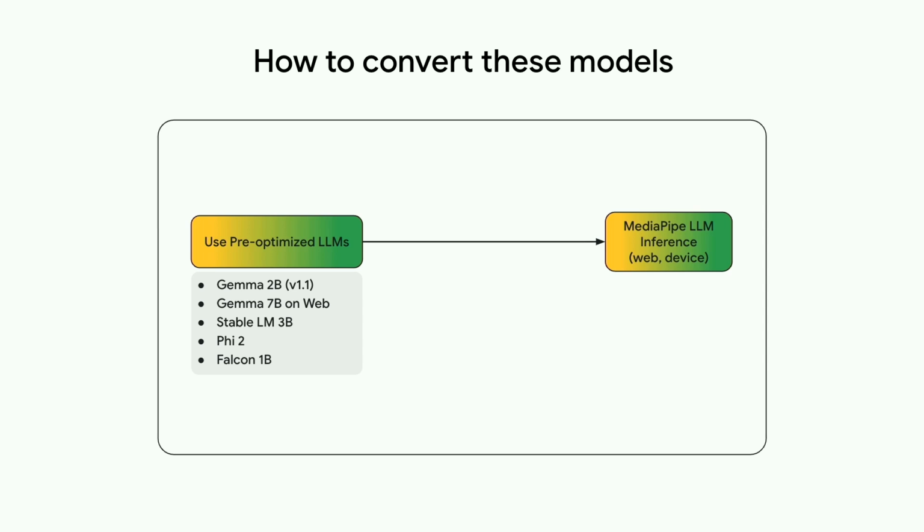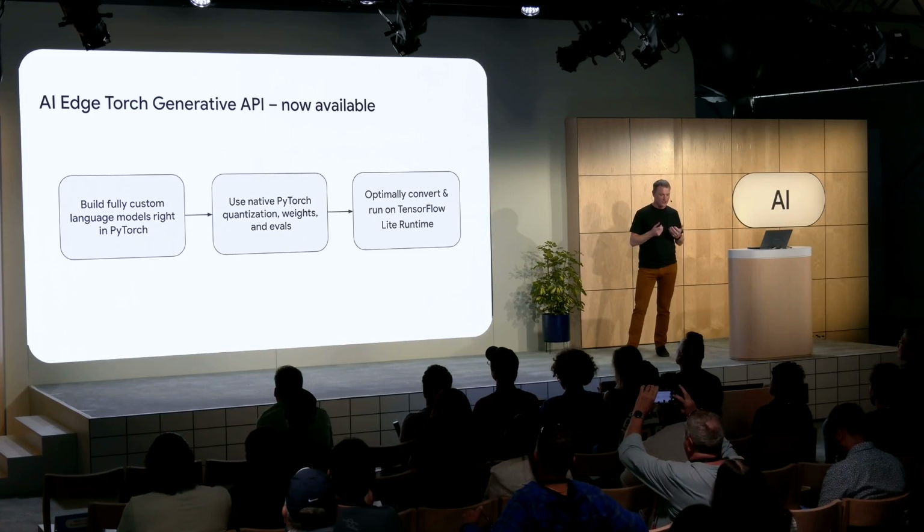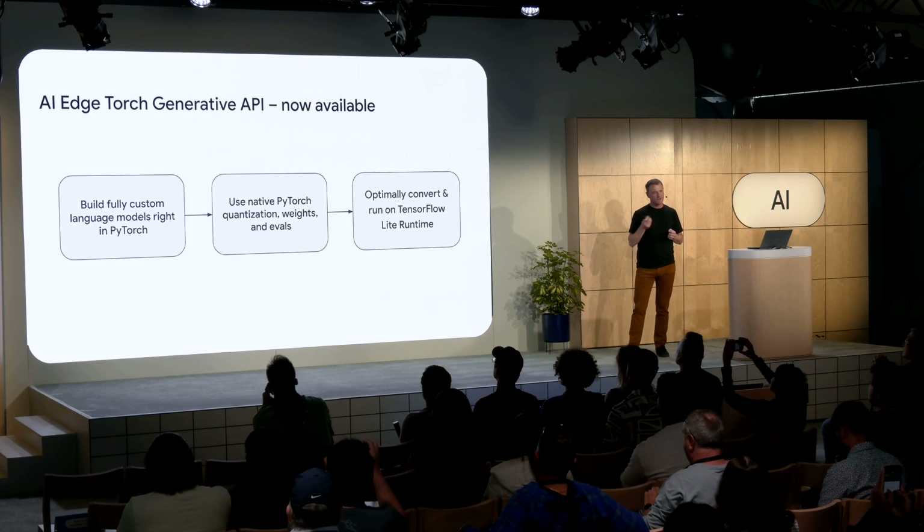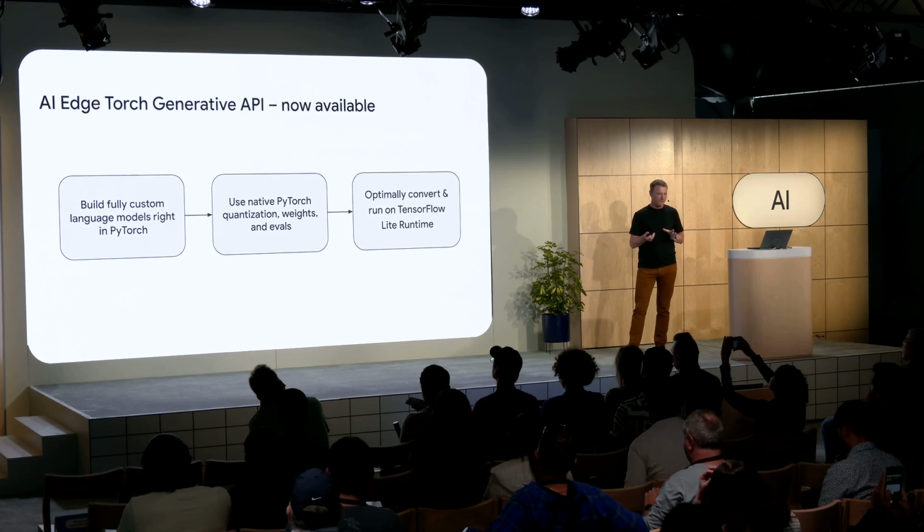Now, we expect most of you to use pre-optimized models like these today. However, some of you may also want to bring other architectures. For example, maybe you want to use a smaller architecture that's not listed here. Or what if you have a model that's proprietary to your company? Well, that's why I'm excited to announce the Torch Generative API that we're introducing today. This helps you bring your own LLM architectures to devices in a way that's both easy and fast.